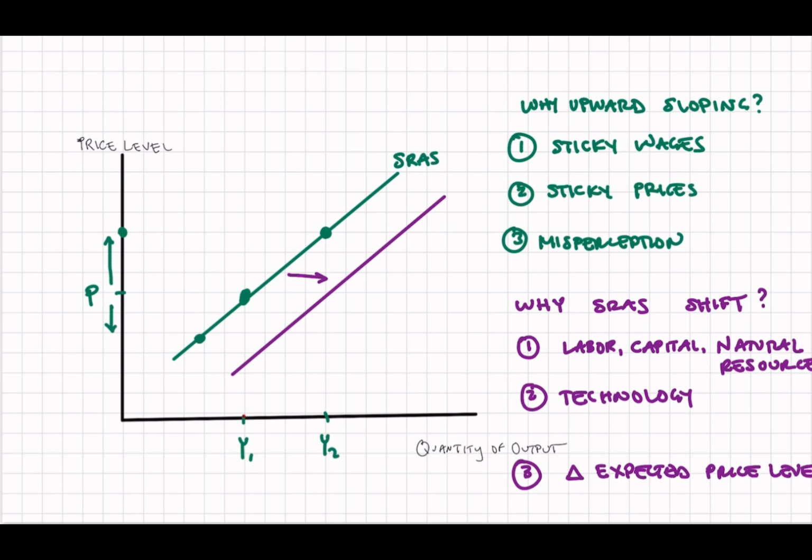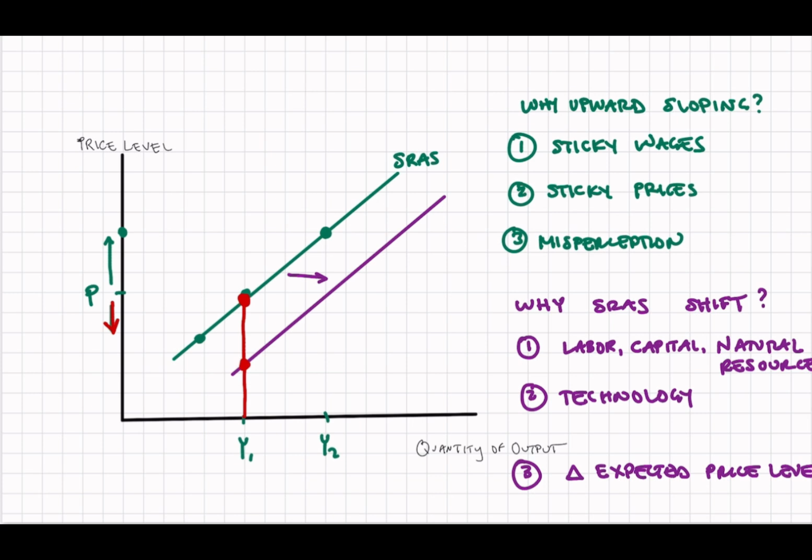So let's suppose we are at our natural level of output and we're operating at this point. If individuals think that the price level, they expect it to decrease, then they're going to operate out of this point here. And that's a shift in the short-run aggregate supply.